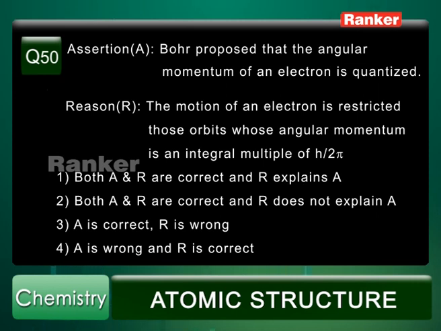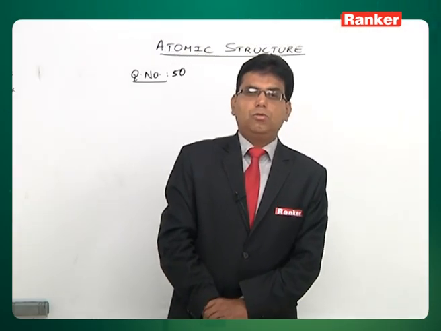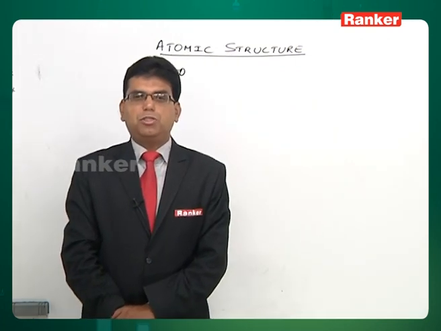This question number 50 is again assertion-reason type, where in the assertion it is said that Bohr proposed that angular momentum of an electron is quantized. Yes, angular momentum of an electron is quantized. mvr is equal to nh by 2 pi. The motion of an electron is restricted only to those orbits whose angular momentum is an integral multiple of h by 2 pi.